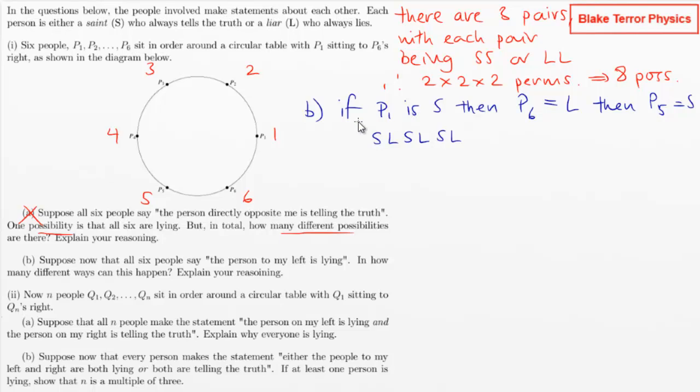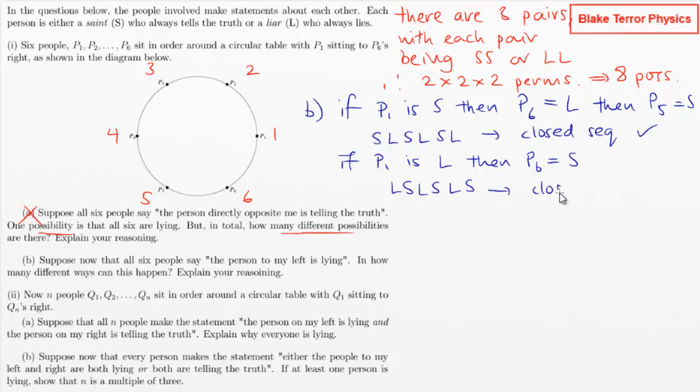That would be our 6, and that works because we've got an even number of them, which is a closed sequence. So that's okay. And then if P1 is a liar, then that means that P6 is a saint. And we're just going round in a different way. So we'd have LS, LS, LS, and that would also be a closed sequence. So that's also good. So we've only got those 2 options. That's all there can be, 2 different ways.